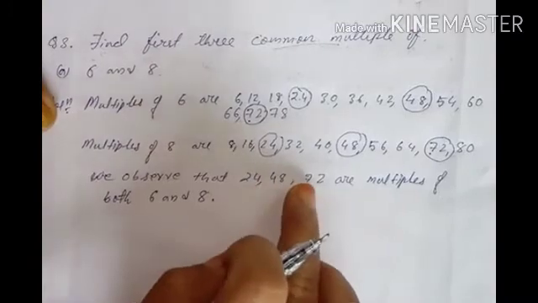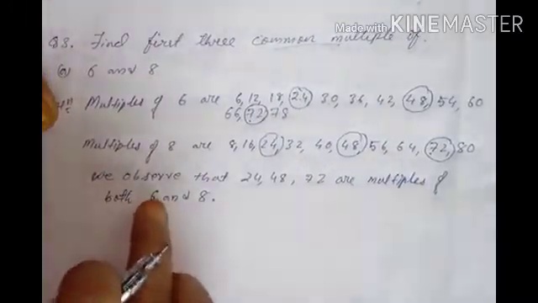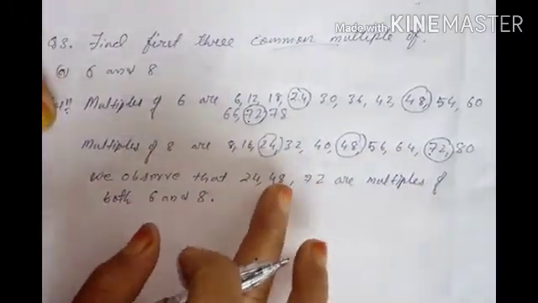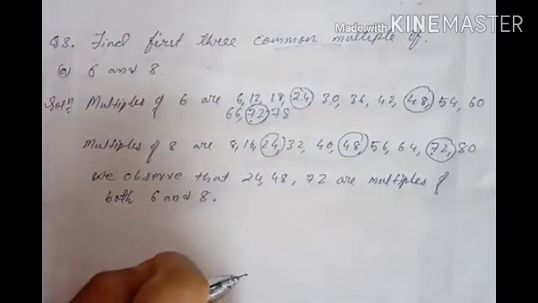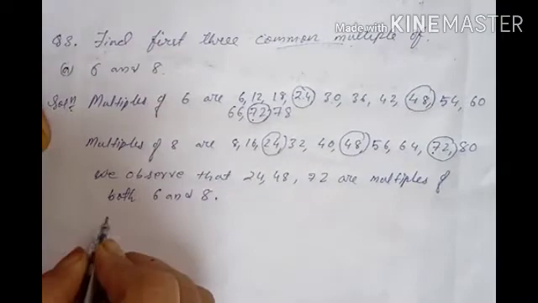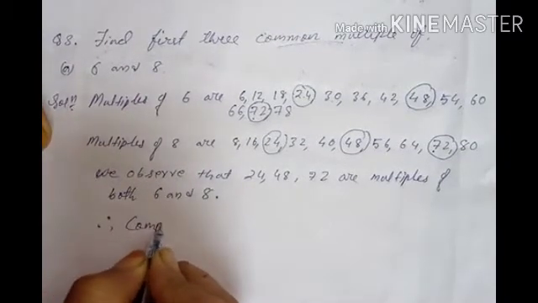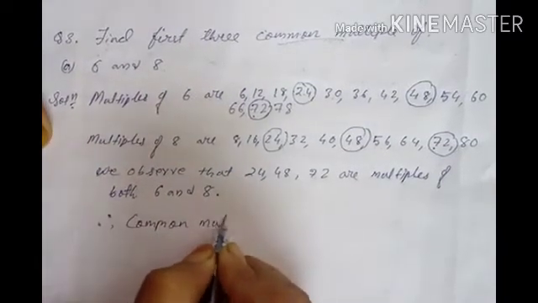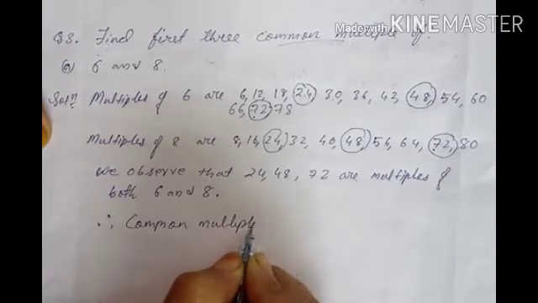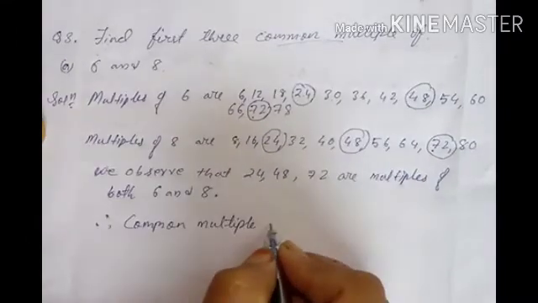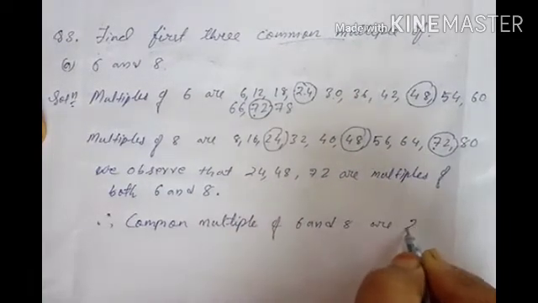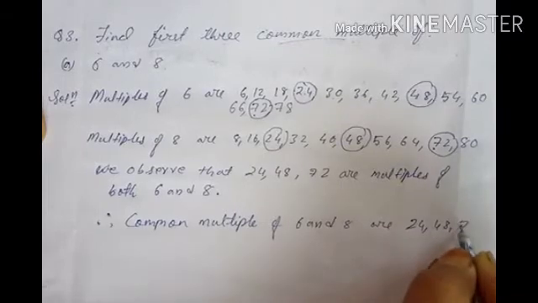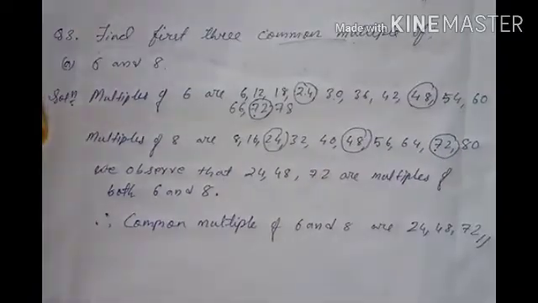Now 24, 48, 72 are the multiples of both 6 and 8, isn't it? So these three numbers are the multiples of both 6 and 8. So this is your answer. In this way you will find: write out all the tables, then find the common ones. Therefore the common multiples of 6 and 8 that we got are 24, 48 and 72. This is your answer.